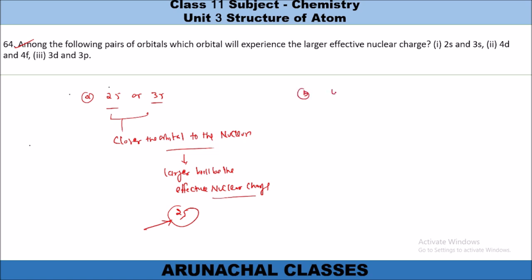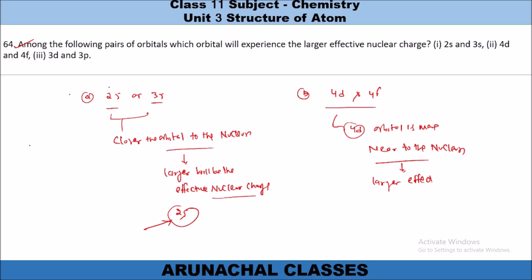B part, it is 4d and 4f. So here we see that the 4d orbital is nearer to the nucleus, so it will experience larger effective nuclear charge.